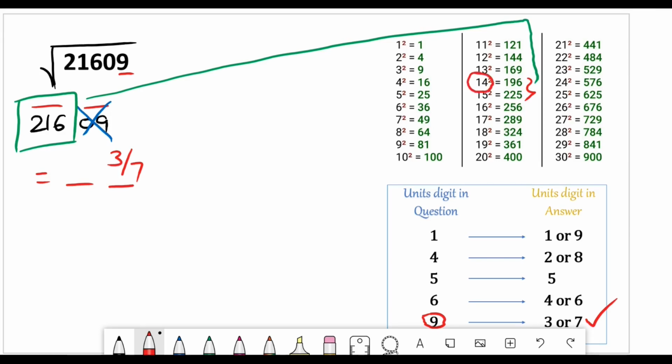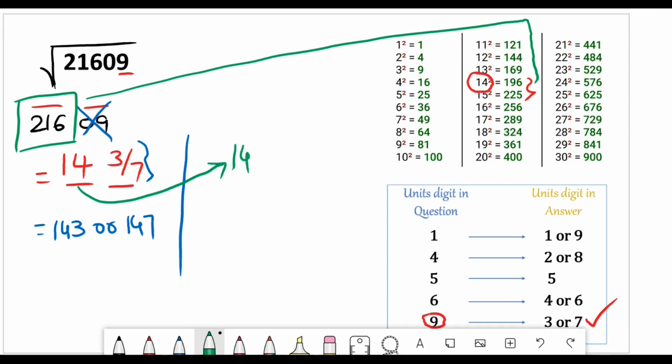It is 14. Now take 14 as the first part of the answer. Now 143 or 147 will be the answer. For this we have to find the exact unit digit. For this we can take 14 and multiply it with its next number, 15. It is 210. Now compare this result with the remaining part of the number.